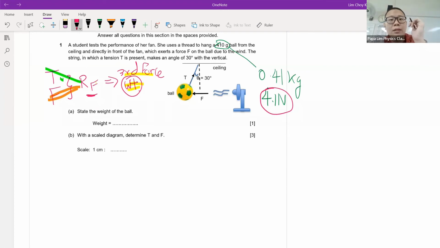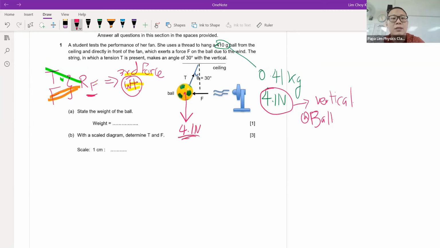Now we also know that the question says 4.1 Newton is the weight. If it's the weight, there are a few things that I will know. I will know that the weight is a vertical force, and it acts on the ball itself. So these are the two pieces of information that I know. Inherently, before I start solving the question, I actually know the outcome already. I know that the ball has a weight of 4.1 Newton acting on it.